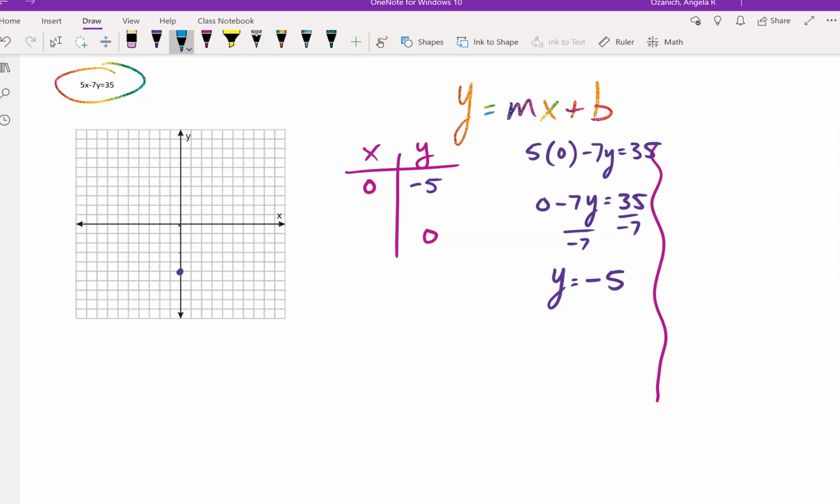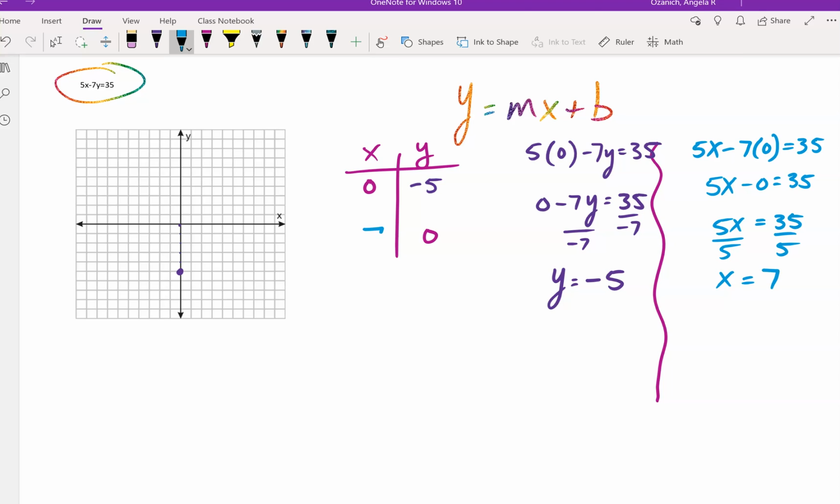Now we're going to flip over to this other side, and this time we're going to plug a 0 in for y. So let's try that. 5x minus 7 times 0 is equal to 35. So that means 5x minus 0 equals 35. So essentially we have this equation. When we're simplifying, we can divide, and we get x is equal to 7.